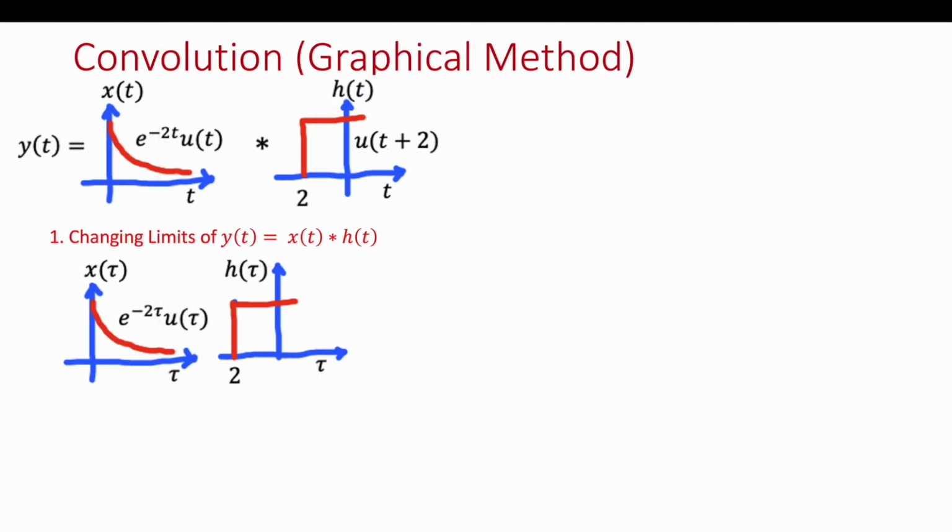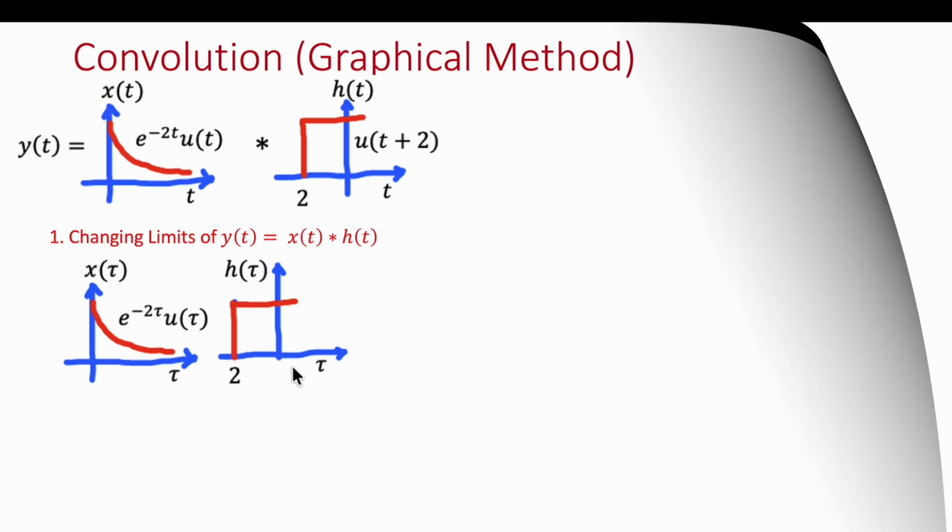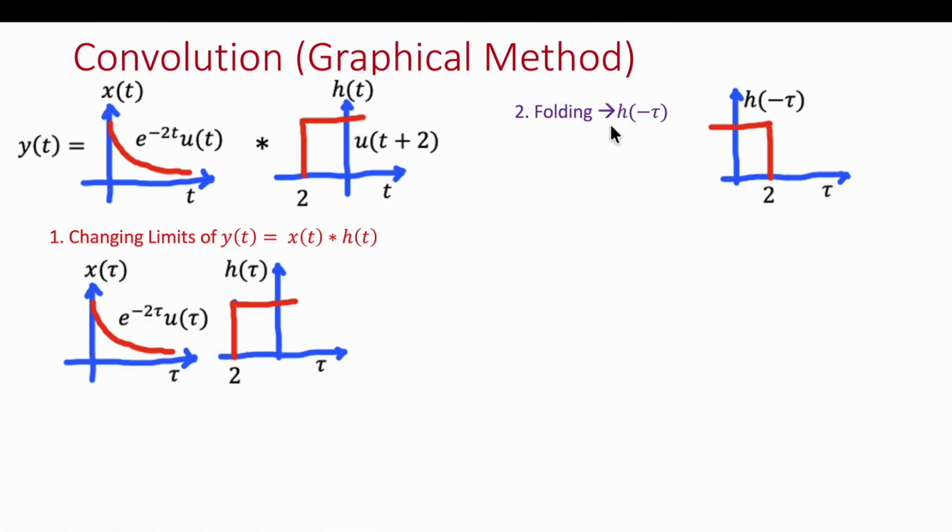So the first step is that you need to change the variable of y of t, where x of t is replaced with x of tau, and similarly the x-axis t is replaced with tau. So e raised to minus 2 tau u of tau, and similarly this one as well, that is h of tau. The second step is the folding, that you need to fold the h of t.